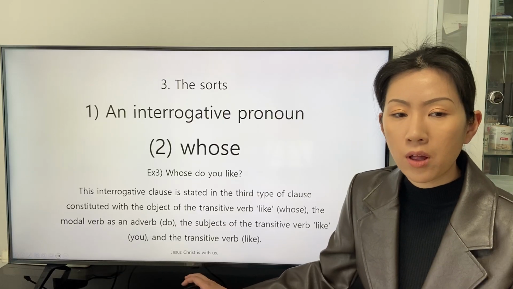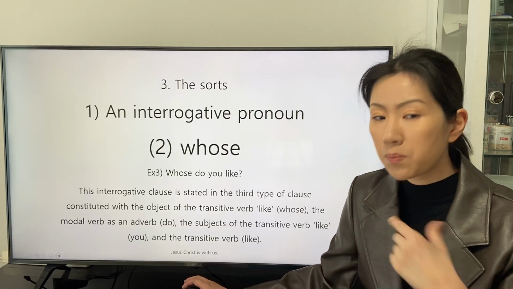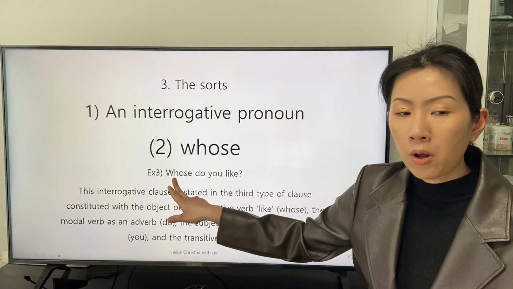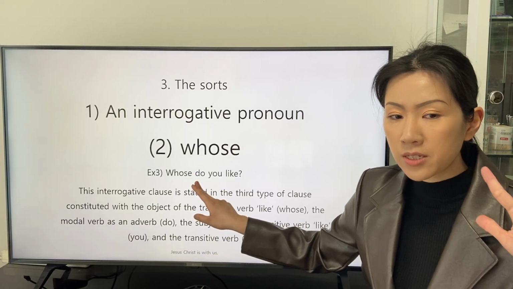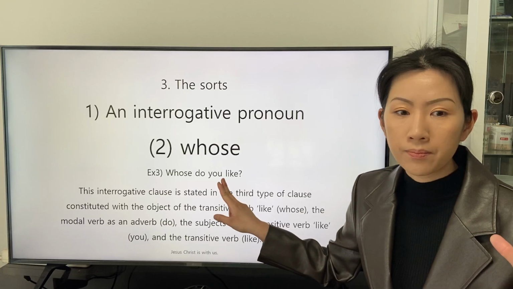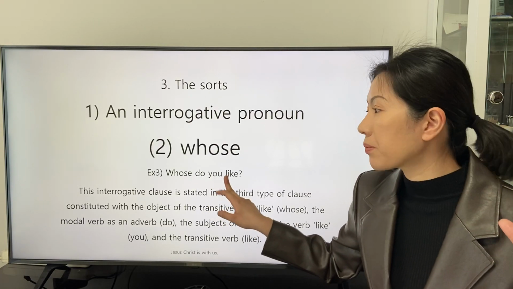This interrogative clause is stated in the third type of clause, constituted with the object of the transitive verb like, whose, the modal verb as an adverb do, the subject of the transitive verb like, you, and the transitive verb like.